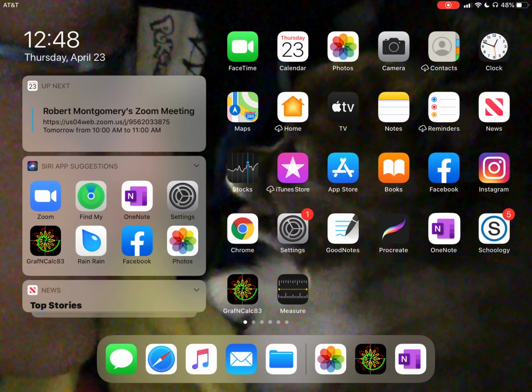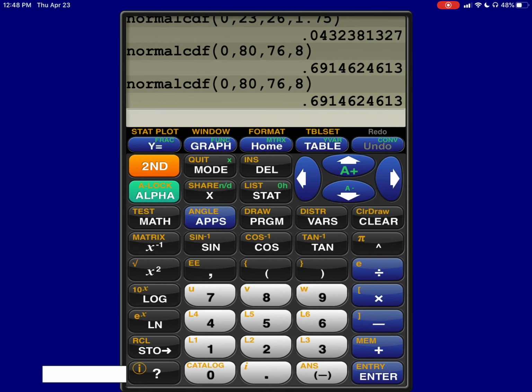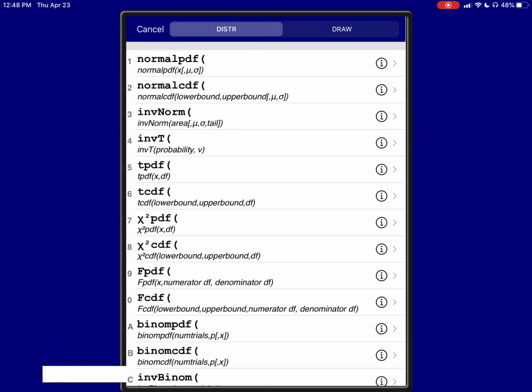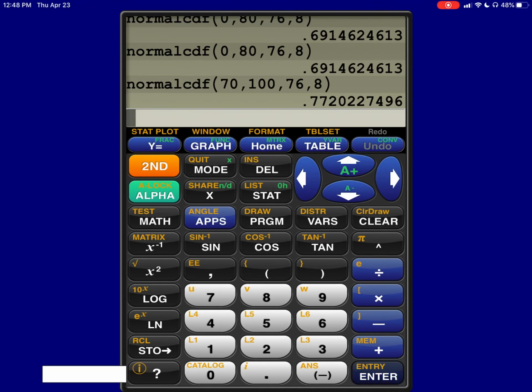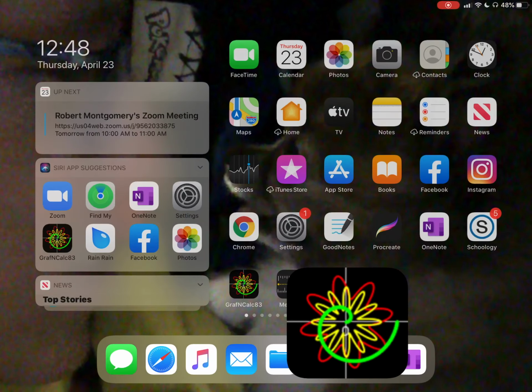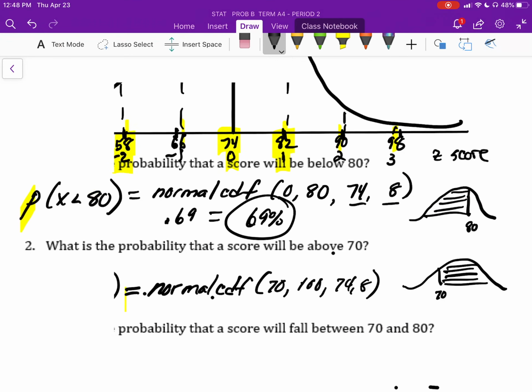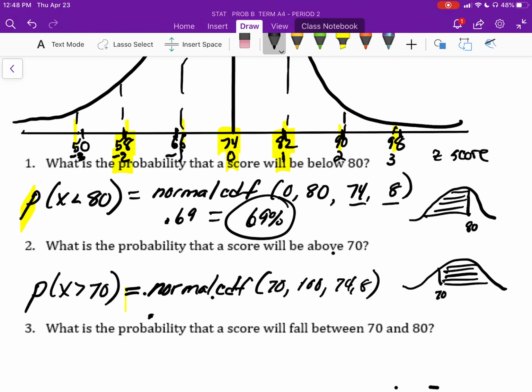So go back to our calculator. Again, second function, distribution. We choose number 2. We're starting at a score of 70 or above. We have to put a comma in between. The highest score you can get on the test is 100. And for this, 74 and 8. And so that came out to be 77%, 0.772. Let's go back and record that. 0.772 is 77.2%.